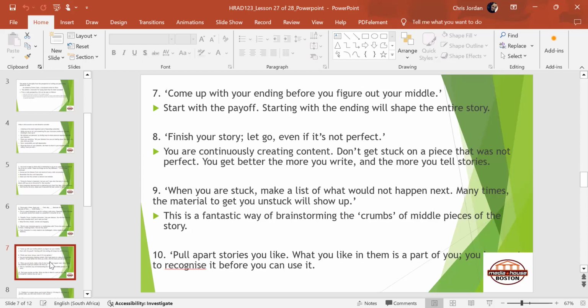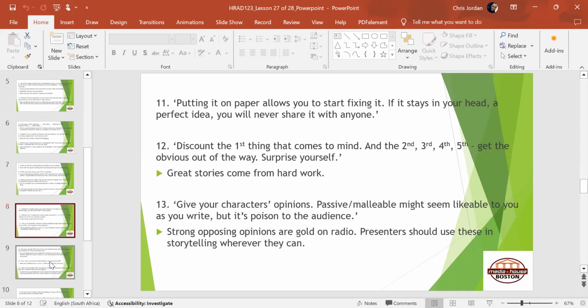Right. So what you like in them is a part of you, obviously your particular investment and interest, I guess. But you'll recognize it before you can actually use it. Right. 11. Putting it on paper allows you to start fixing it.